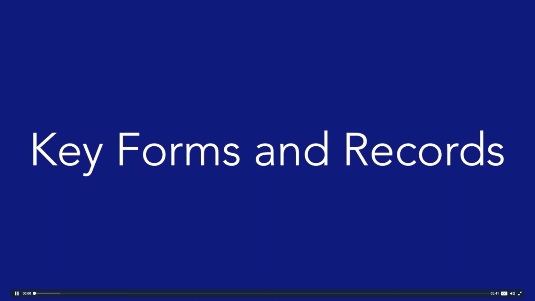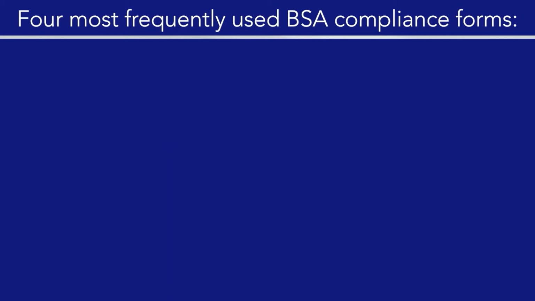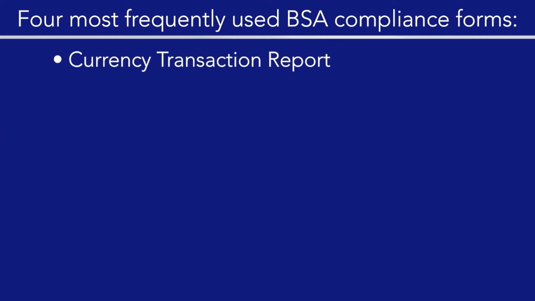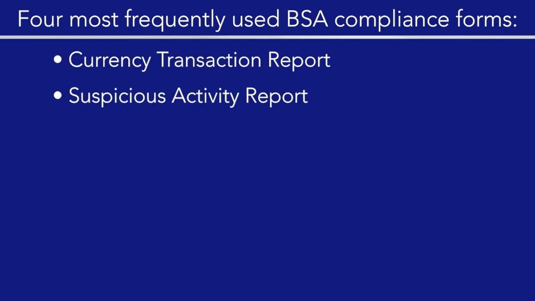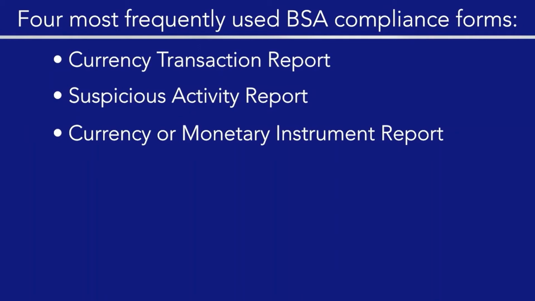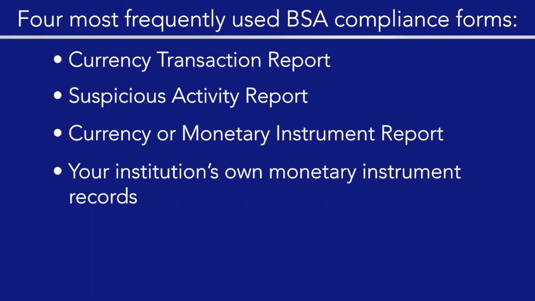Let's spend some time now on forms and records. The 4 most frequently used forms you must use to comply with the BSA are the Currency Transaction Report, Suspicious Activity Report, Currency or Monetary Instrument Report, and the monetary instrument records used by your institution.